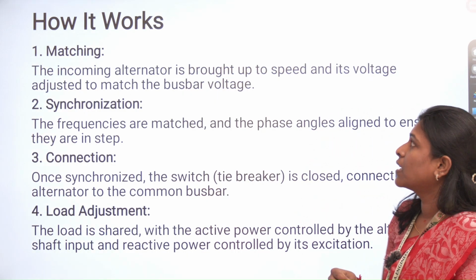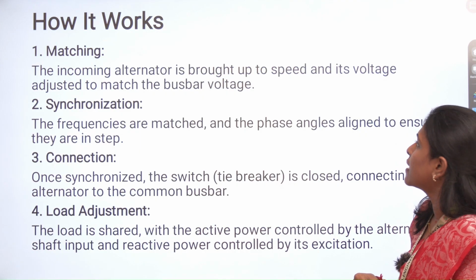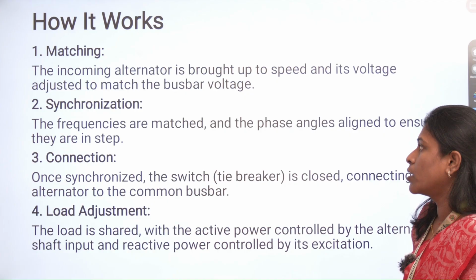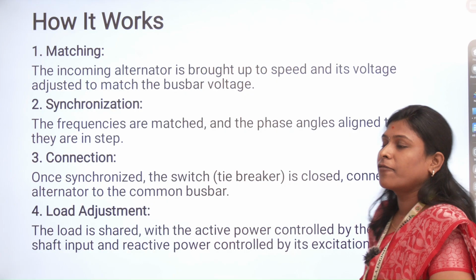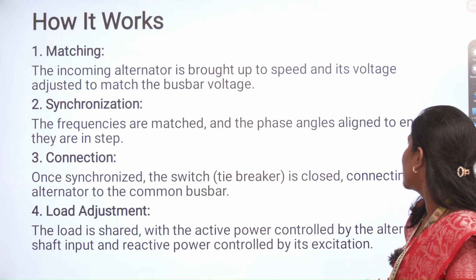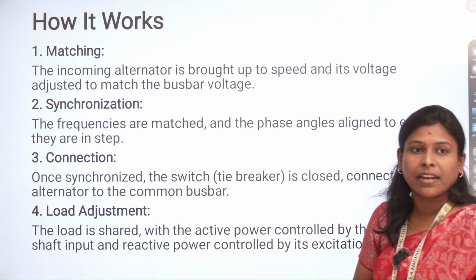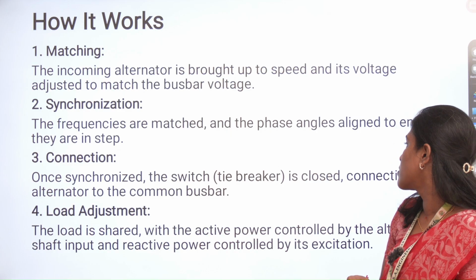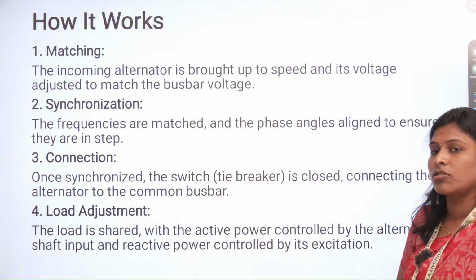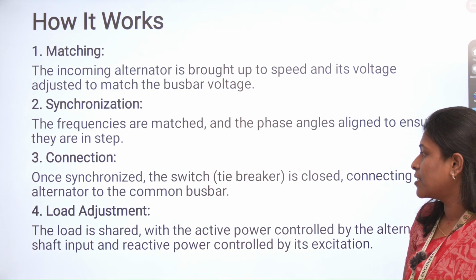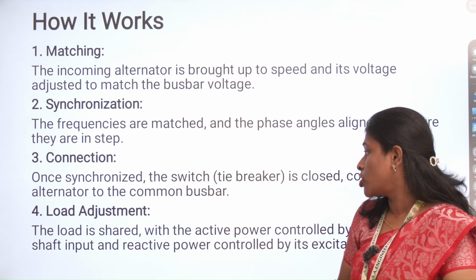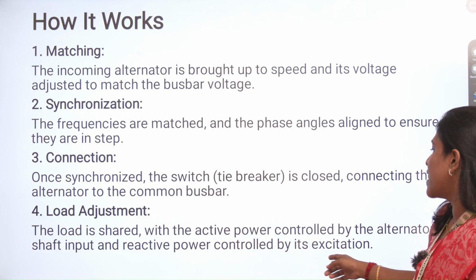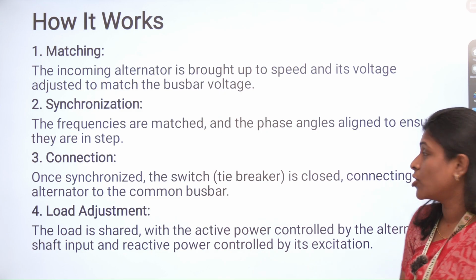Matching: the incoming alternator is brought up to speed and its voltage is adjusted to match the bus bar voltage or the outgoing alternator. Next is synchronization. The frequencies are matched and the phase angles aligned to ensure that they are equal. Next is connection. Once synchronized, a switch is closed connecting the alternator to the common bus bar. Next is load adjustment. The load is shared, with the active power controlled by the alternator's shaft input and the reactive power controlled by its excitation.